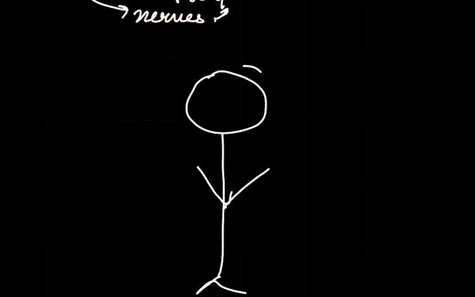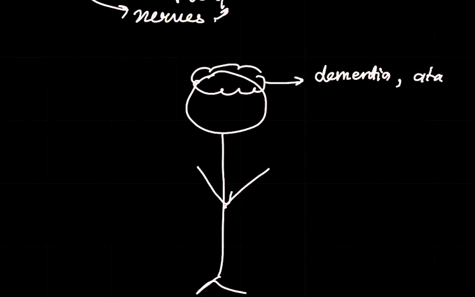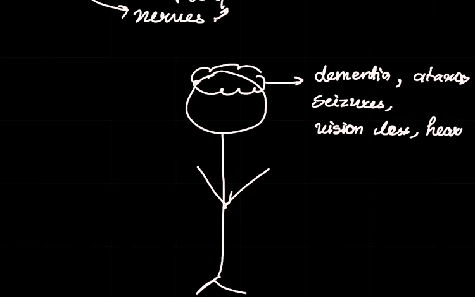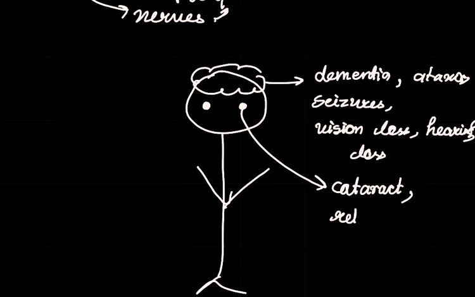Everything starts with the brain. In the brain, they may get dementia, ataxia, seizures, vision loss, meaning the area that is responsible for vision is lost, and hearing loss, meaning the area that is responsible for hearing is lost. Yes. Then we have the eye. In the eye, they get cataract. They can get retinopathy.